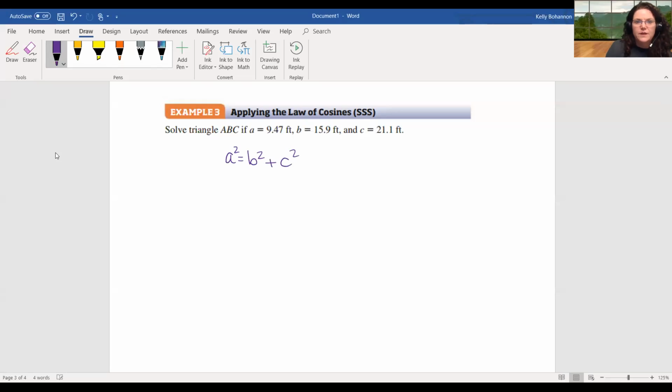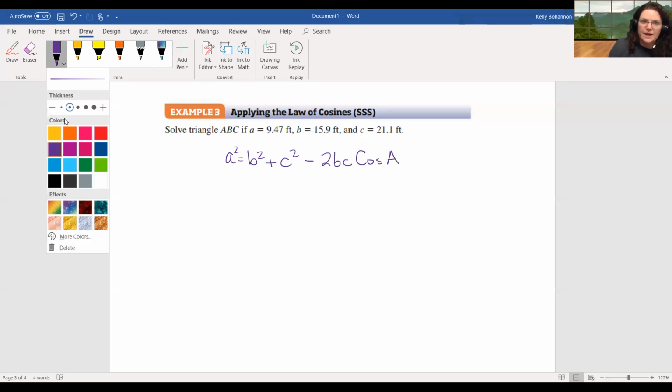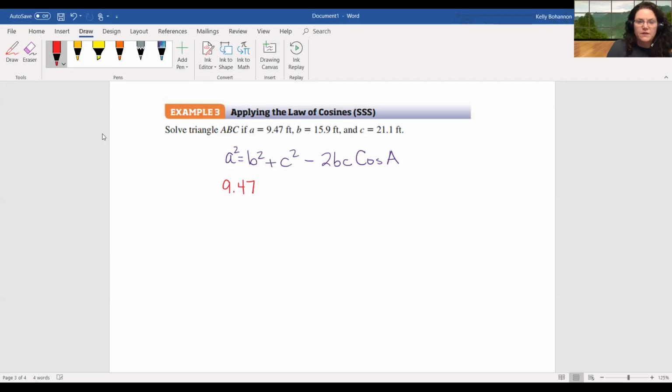So A squared equals B squared plus C squared minus 2BC cosine of angle A. All right, so I'm going to plug in what I have and solve for what I don't have. And then notice they want me solving the whole triangle, so I'm going to solve for everything. So I have 9.47 squared equals 15.9 squared plus 21.1 squared minus 2 times 15.9 times 21.1 cosine of angle A.